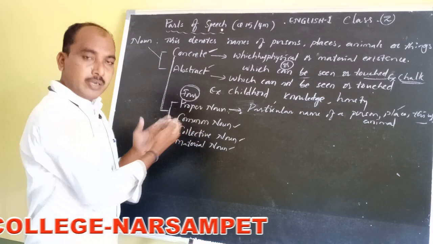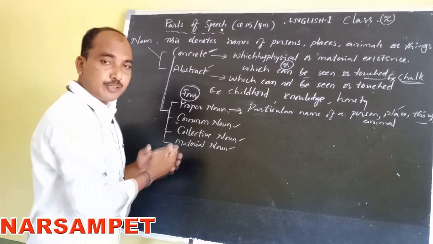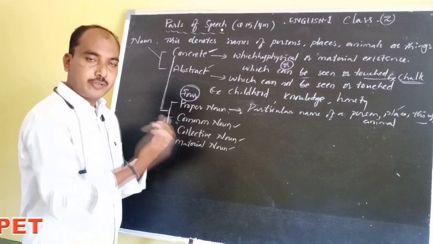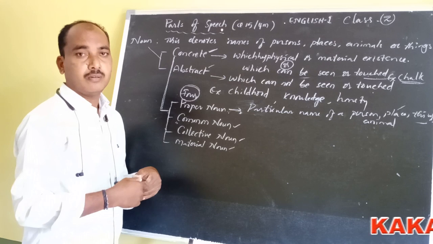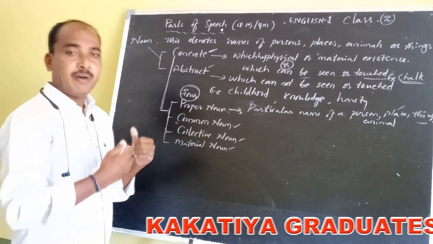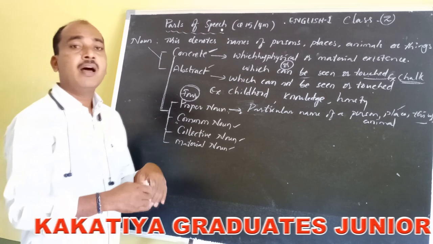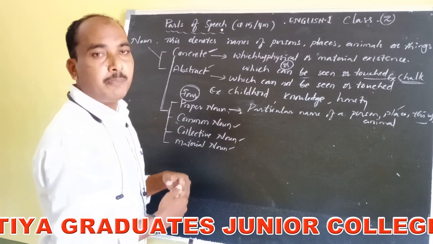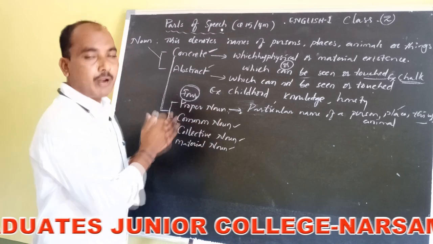I think you understood. Once more, what is a proper noun? Proper means own. Own means particular. Particular name of the person, particular name of the thing, particular name of the animal, particular name of the place. These are called proper nouns.